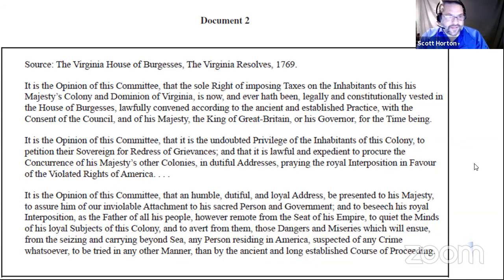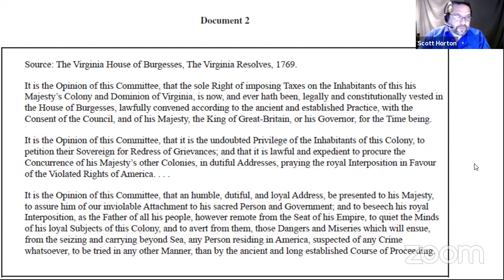All right, I know it's a lot to digest in 40 seconds here, but if you read through carefully, what they're basically doing in this document is asking the king to fix the problems of unfair taxation. So, 1769. What's happened in the meantime? The Townshend Duties, of course, are happening.